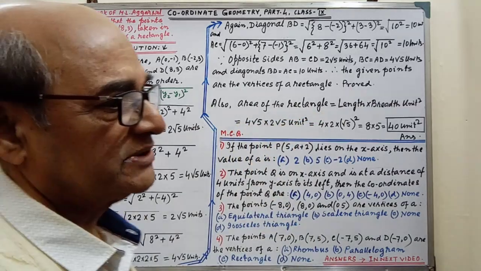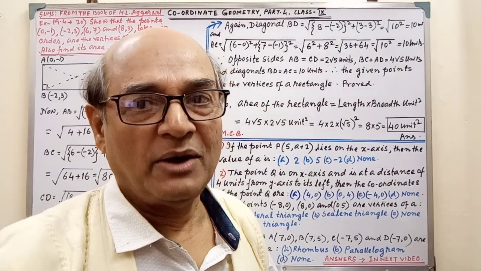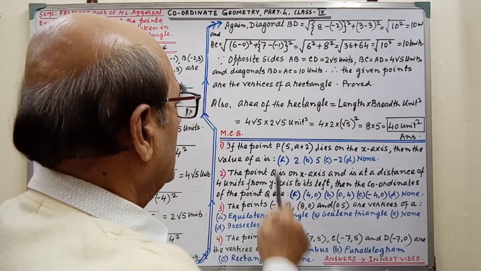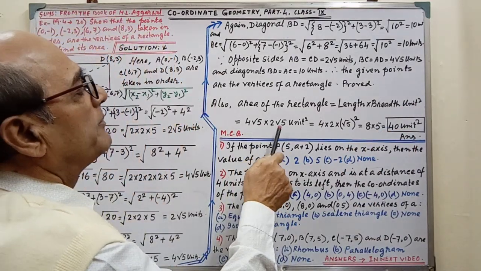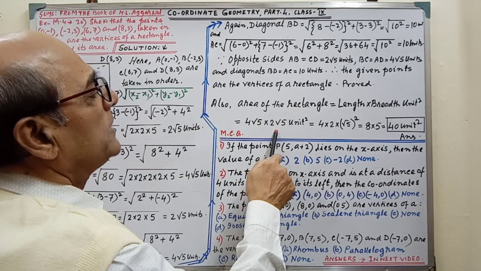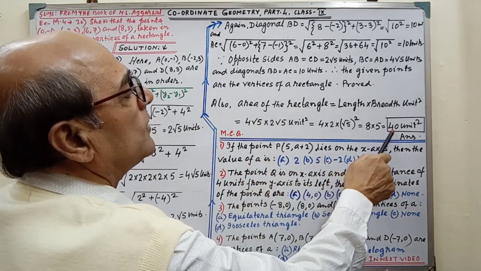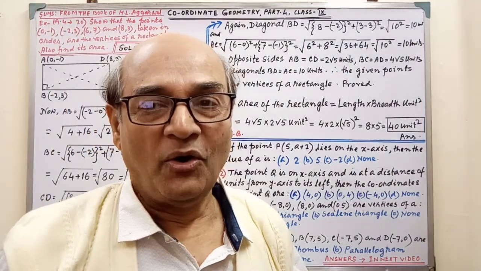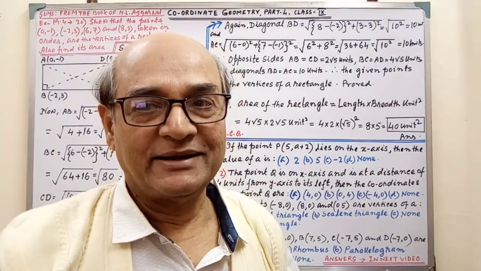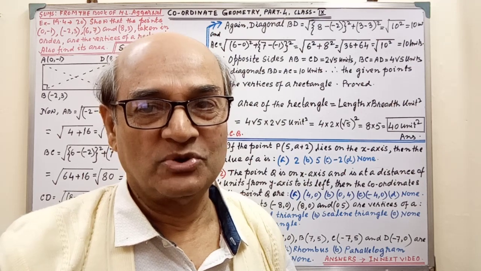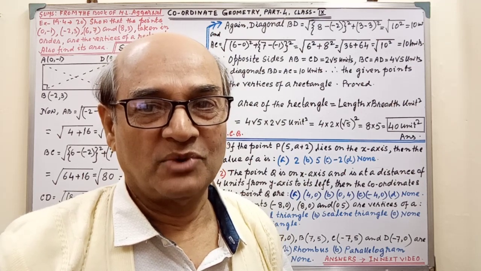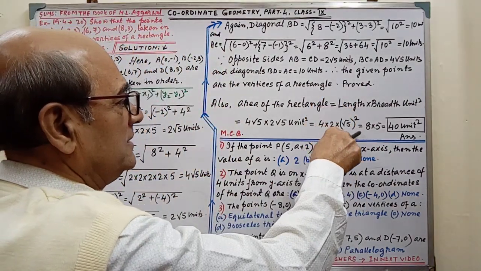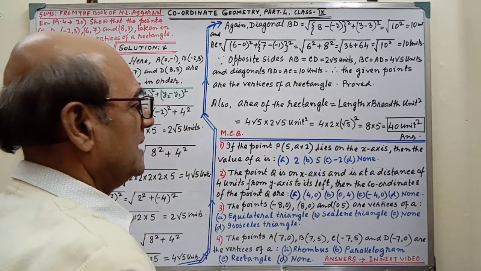Now we have to find out the area of the rectangle. The area of the rectangle formula that you have already learned is length into breadth, unit square. Here length we are getting 4 root 5 and breadth we are getting 2 root 5. By simplifying, we are getting 40 unit square. Sum is completed. Only one formula, that is root over (x2 minus x1) whole square plus (y2 minus y1) whole square. By applying that formula, we are getting the solution of the sum.